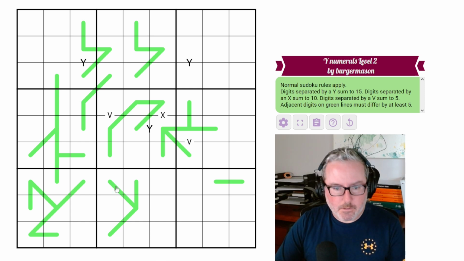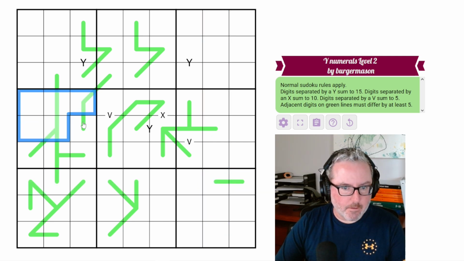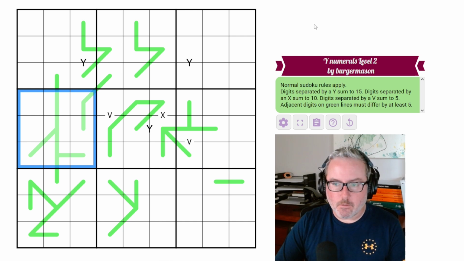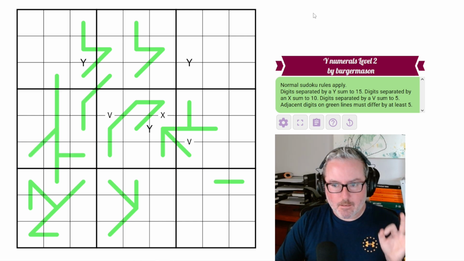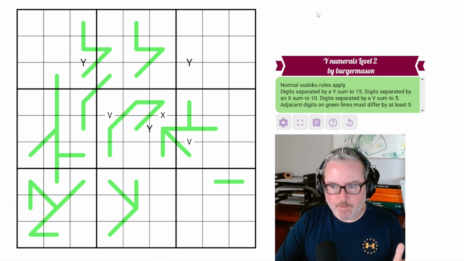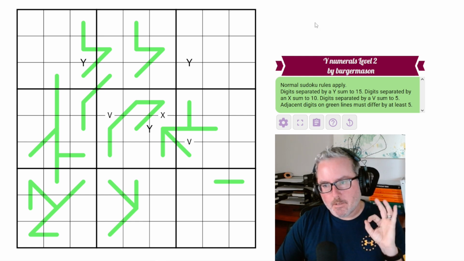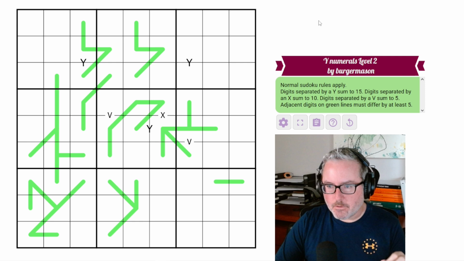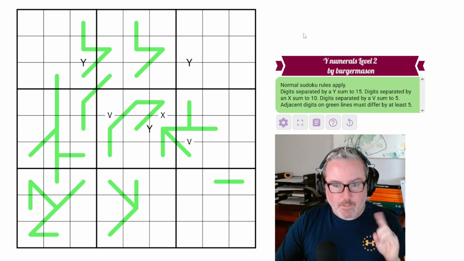So normal Sudoku rules apply. Every row, every column, and every 3x3 box contains the digits 1 through 9 once each. Then we have digits separated by a Y sum to 15. So it's kind of a riff on our XV. It makes sense if you think about it in terms of the Y, because it's kind of a combination of the two. Anyway, digits separated by an X sum to 10.